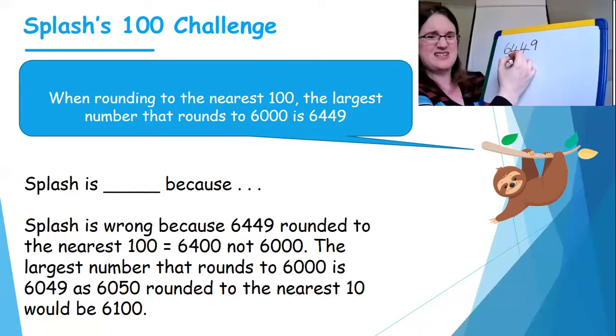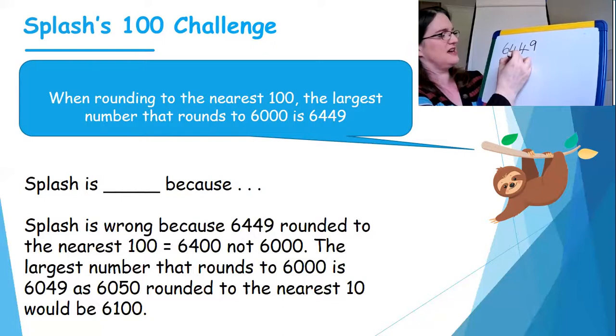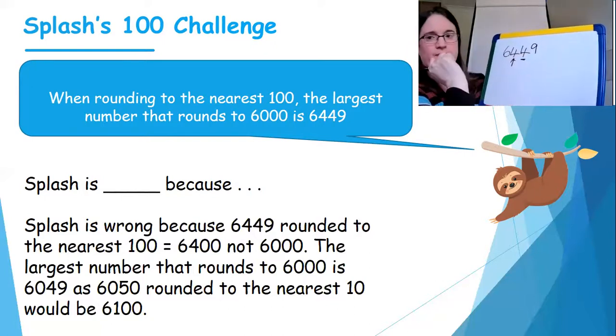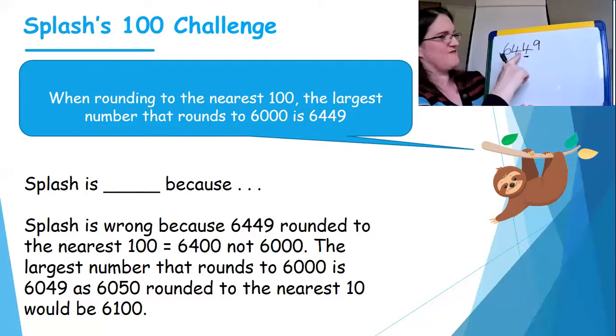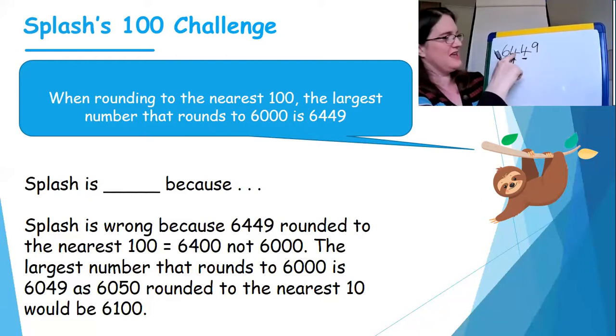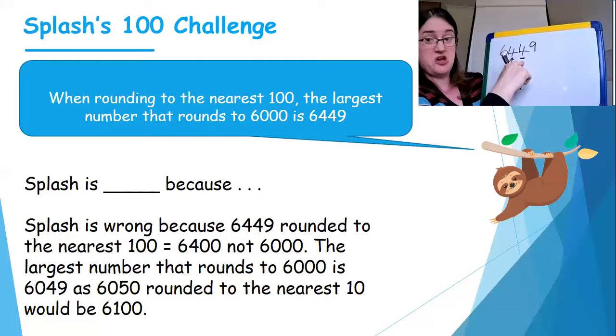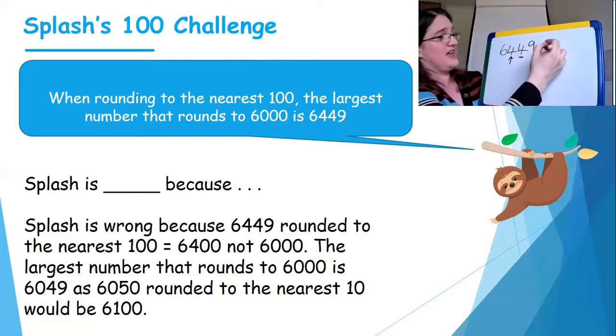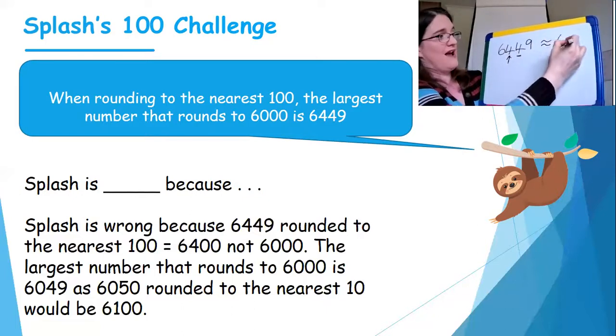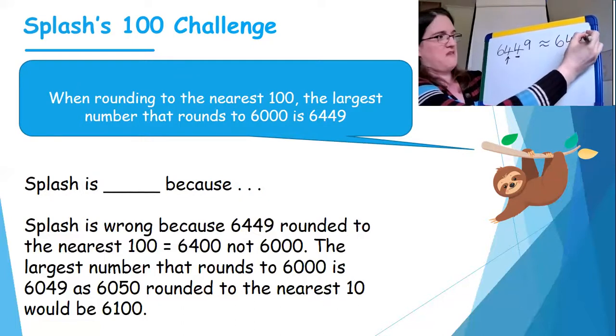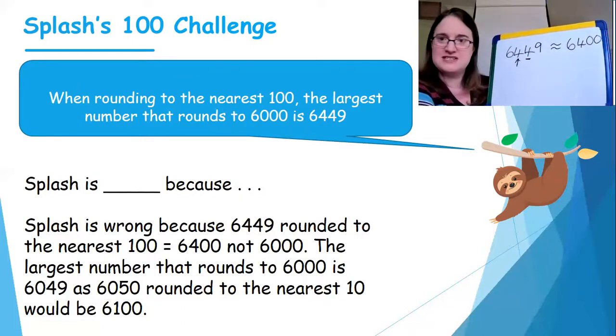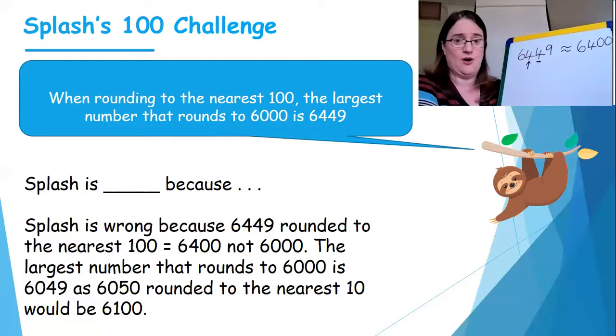Does it round to 6,000? Let's have a look. So we're looking at this hundreds number. 6,449. Well, actually, this is the 6,400. There's a 4 here, so it's saying no, stays the same. So actually, this number rounds to 6,400. It doesn't even round to 6,000, so he's totally wrong.